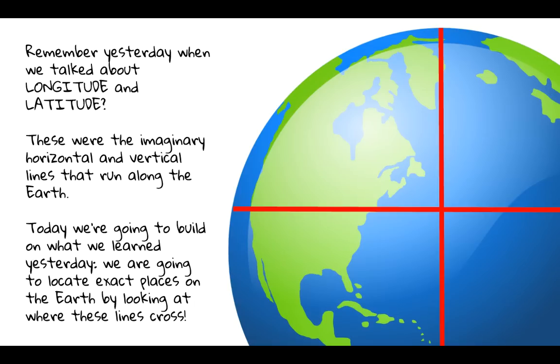Remember yesterday when we talked about longitude and latitude? These were the imaginary horizontal and vertical lines that run along the Earth. Today we're going to build on what we learned yesterday. We are going to locate exact places on the Earth by looking at where these lines cross.